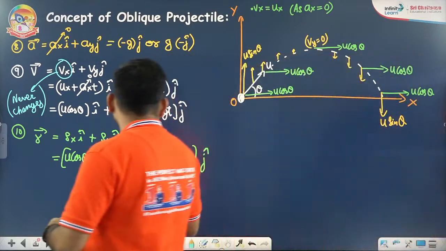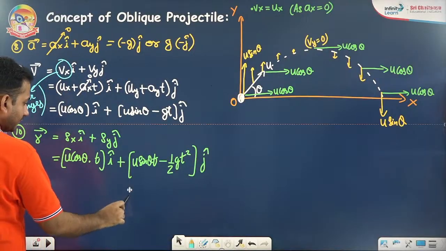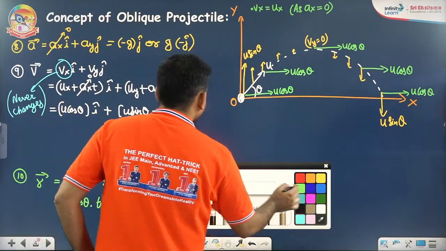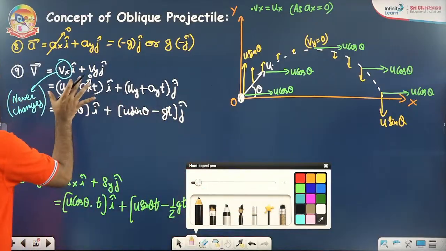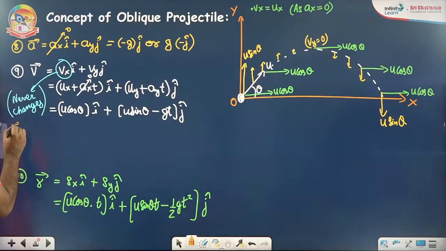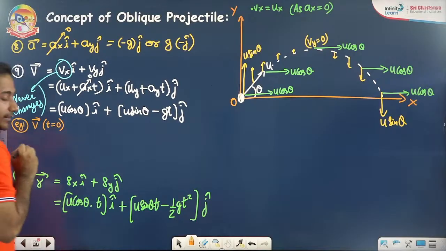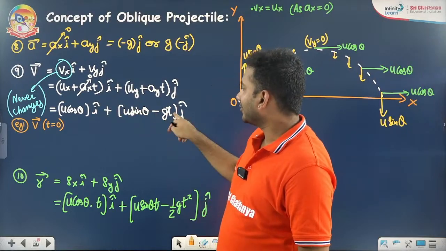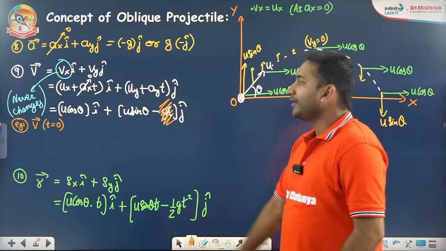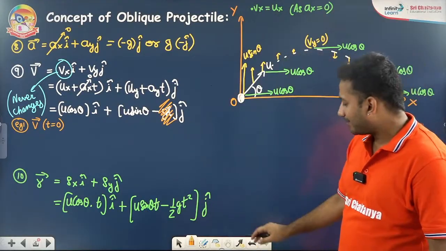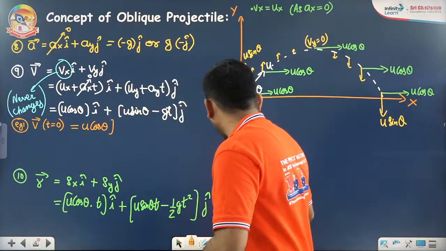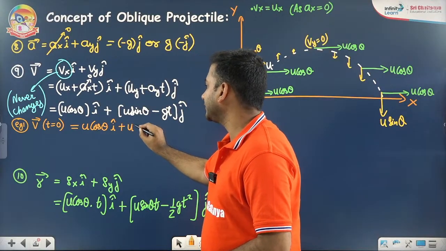Fine. Now, let me take a few cases of this, then we will talk about it further. Suppose for example 1, they are asking for the velocity vector at t equals 0. So in this entire expression I'll put t as 0. If I put t as 0, this term will be gone. What you got is u cos theta i cap plus u sin theta j cap. So u cos theta is available in i cap plus u sin theta is available in j cap.